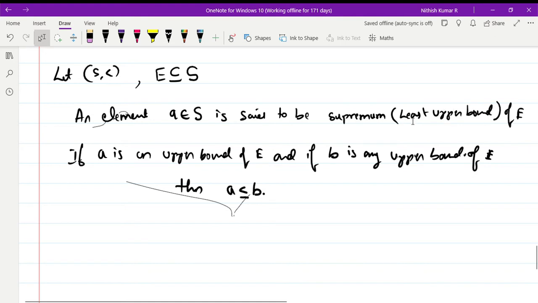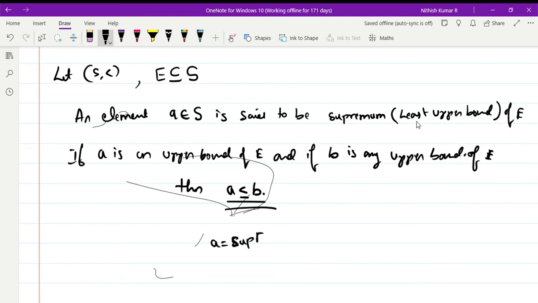The name itself says it is least upper bound. It says that the element A must be an upper bound of E, and if there is any other upper bound, this A must be least, that is, A is less than or equal to any other upper bound. Then we call A the least upper bound of E, or the supremum of E over S, and we denote this A by supremum of E over S.